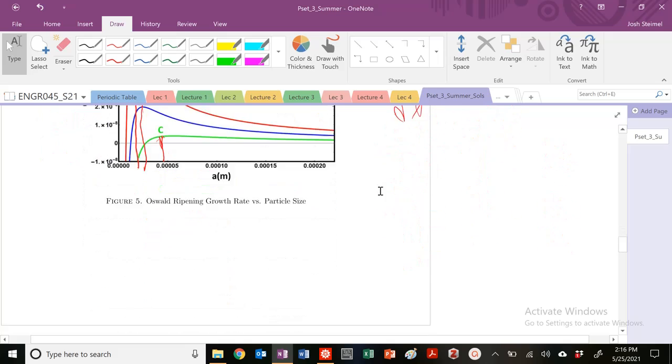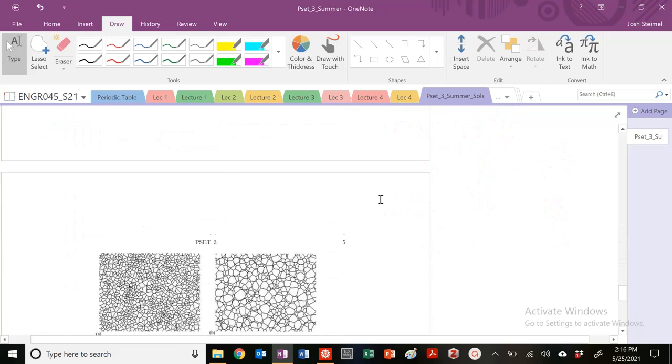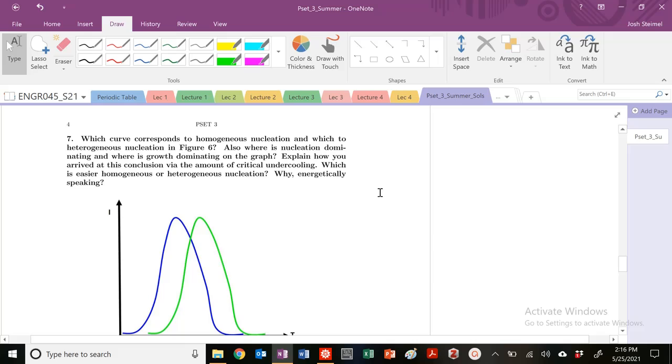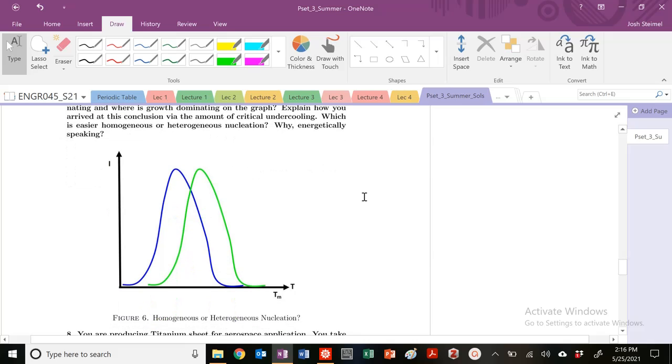All right, 6, 7, let's go ahead and look at this. So 7, which curve is homogeneous? Which is heterogeneous? Where is nucleation dominating? Where is growth dominating? Explain how you write the conclusions via the critical amount of undercooling. Which is easier, homogeneous or heterogeneous? So we know that homogeneous is much more difficult than heterogeneous.